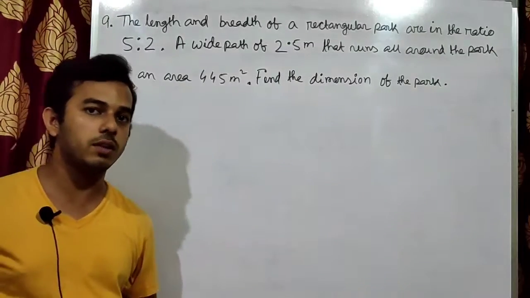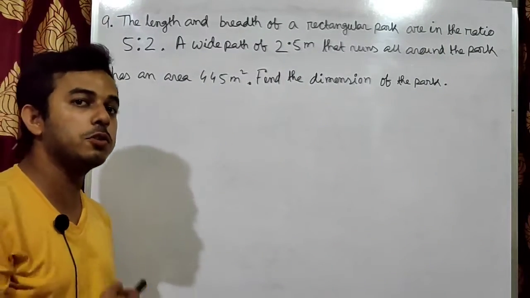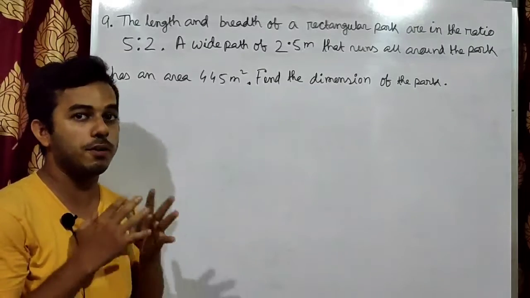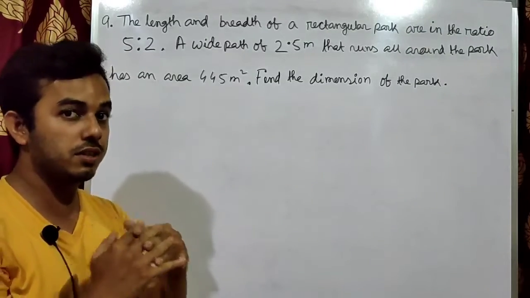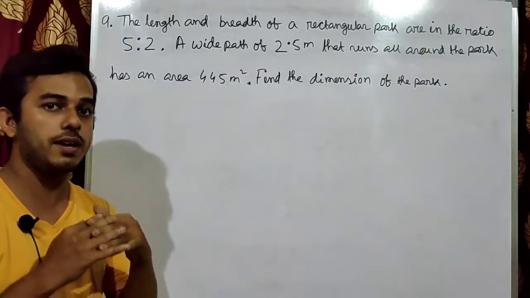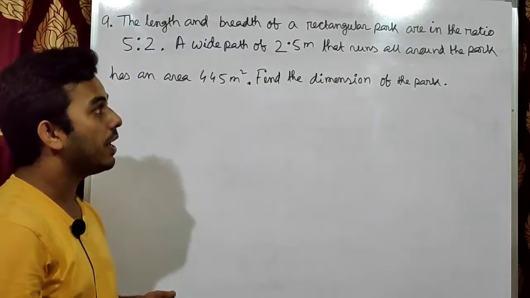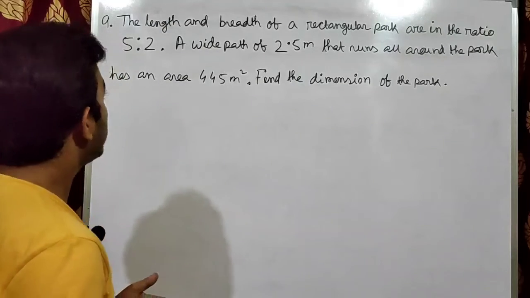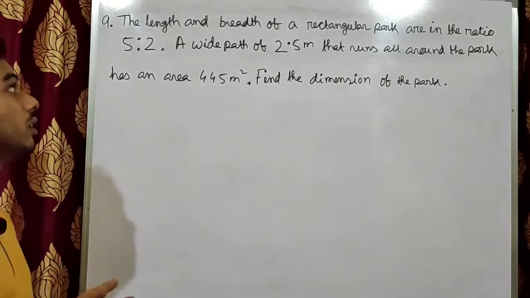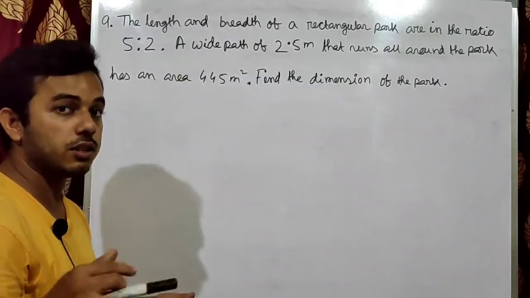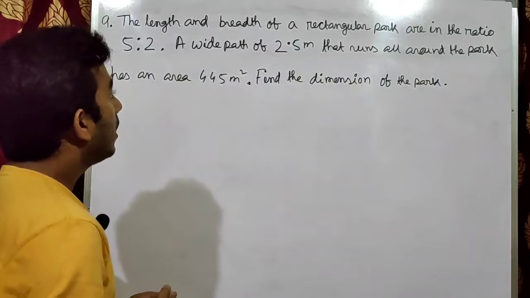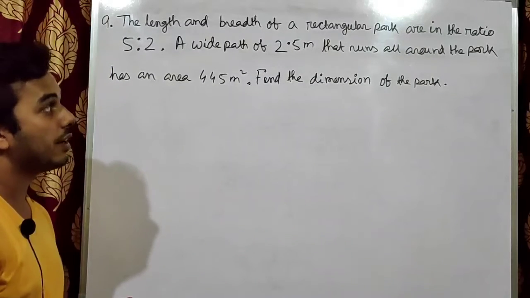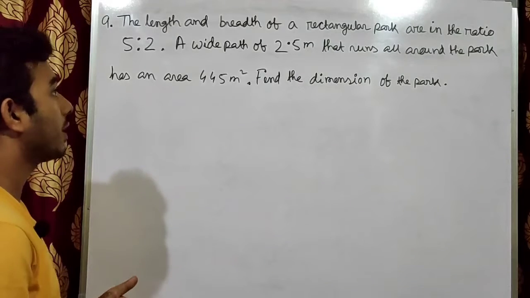So here we are with our last question, but this question is very much important. It is a bit different type of question. Look and understand very deeply. Here the question is, the length and the breadth of a rectangular park are in the ratio 5:2. That means we have to consider length as 5x and breadth as 2x. A wide path of 2 meter runs all around the park.